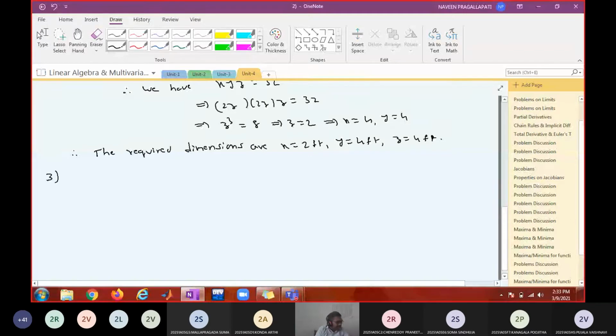Third problem. If the total surface area of a closed rectangular box is 108 square centimeters, find the dimensions of the box having maximum capacity. Is that okay? Now it is going to be a closed box.